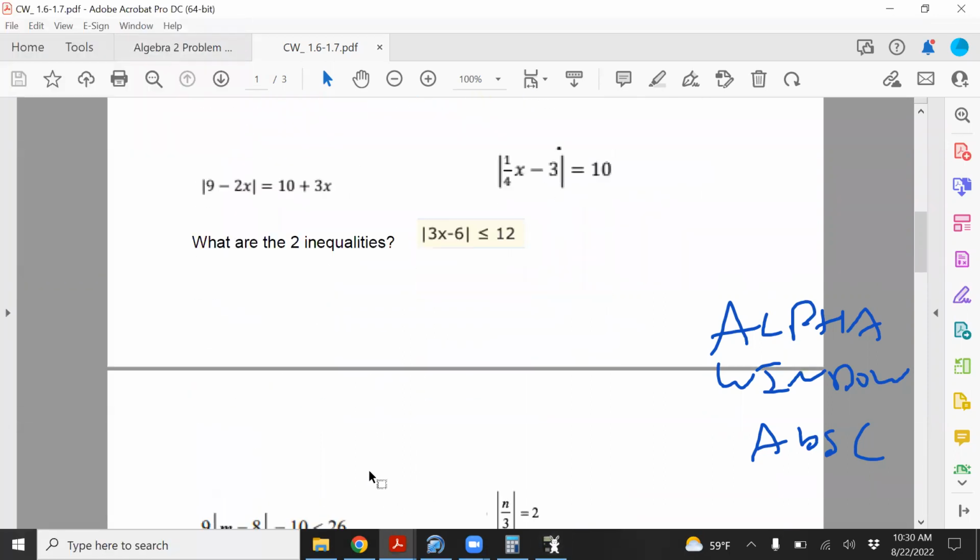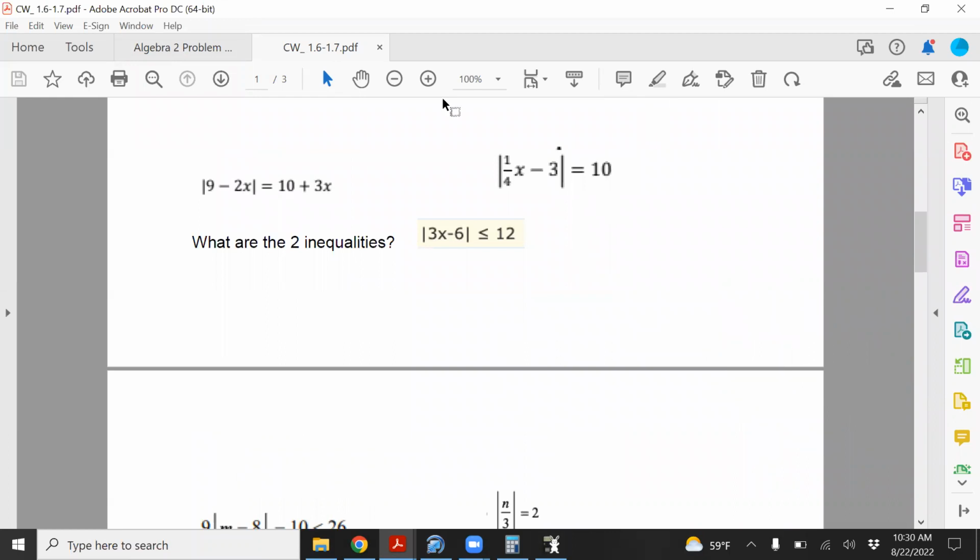Okay, let's do some more. All right. Let me start with this one. This one might be a little easier to start with.